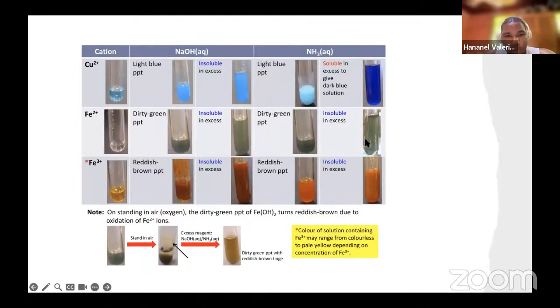Copper is the easiest one because, from the time you see it, you should already see the color, which is blue. It's a very distinctive color, it's blue. And you notice that in sodium hydroxide, it will be insoluble in excess. In ammonia, it will turn to give a dark blue solution. So it's easy to determine copper just based on that characteristic blue color, and of course the formation of a copper hydroxide precipitate.